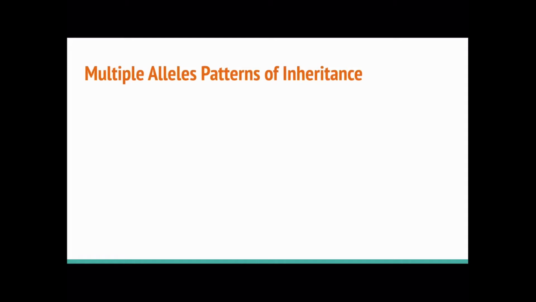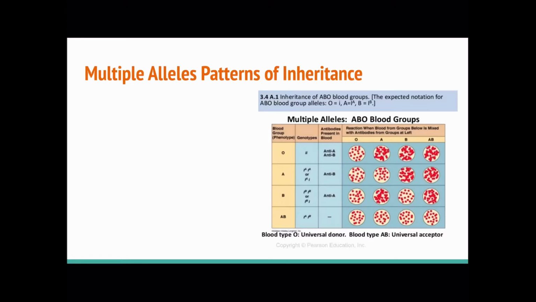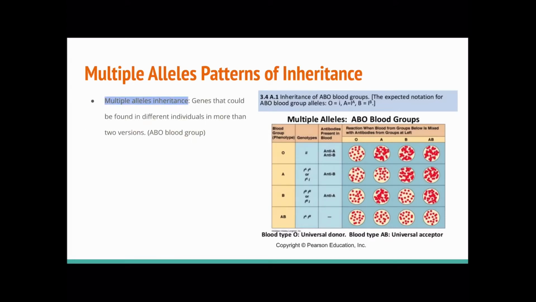Now let's look at the multiple alleles patterns of inheritance. Multiple alleles inheritance are genes that could be found in different individuals in more than two origins, such as the ABO blood group in the image. There are three possible alleles, big I^A, big I^B, and small i for a gene. However, these three alleles produce four different phenotypes: blood type A, blood type B, blood type AB, and blood type O.